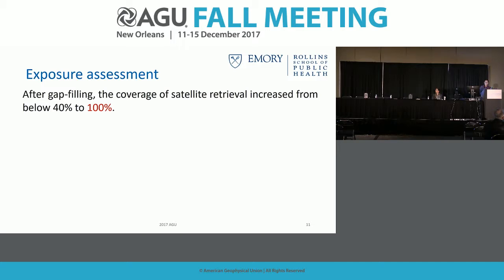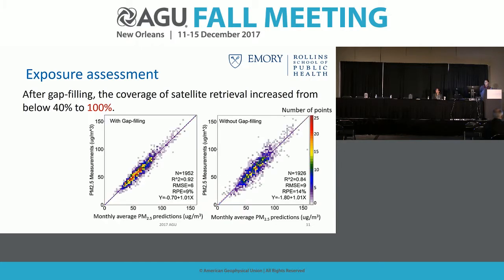So after gap filling, the coverage of satellite retrievals increased from below 40% to 100%. And this two-density plot shows the performance of monthly average PM2.5 predictions with and without gap filling. A different color indicates different numbers of points within each grid cell.